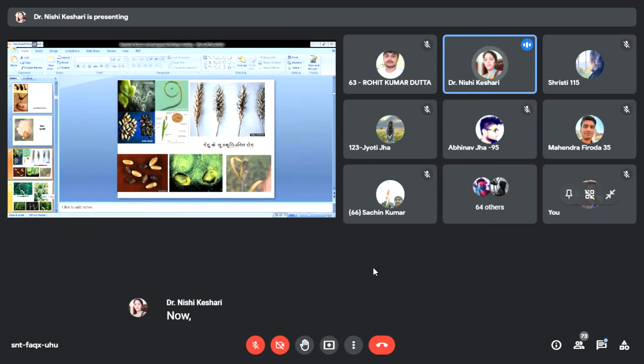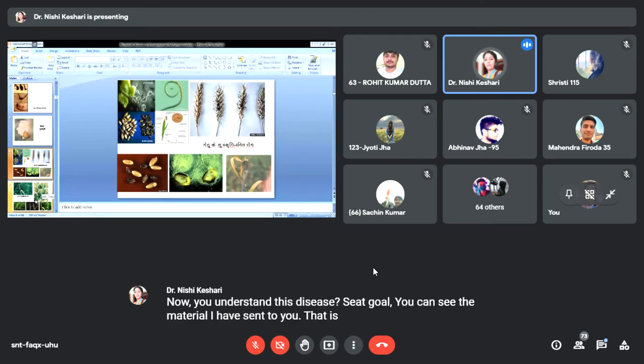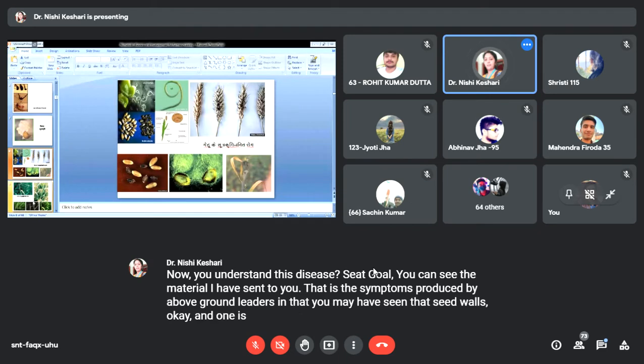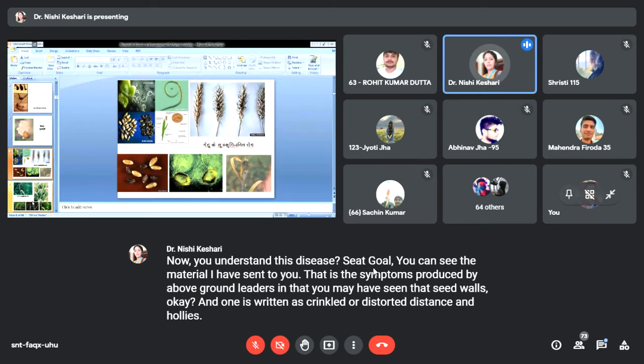Now you understand this disease? Seed gall. You can see the material I have sent to you, that is the seed produced by above ground feeders. In that you may have seen the seed galls. Okay, and one is written as crinkled or distorted stems and foliage. This is the same symptom caused by Anguina tritici.